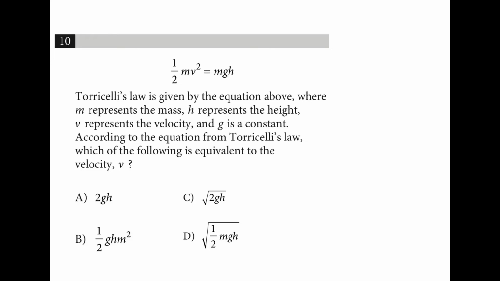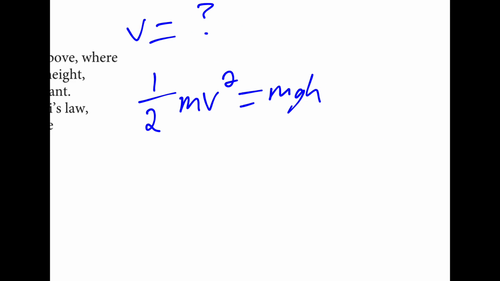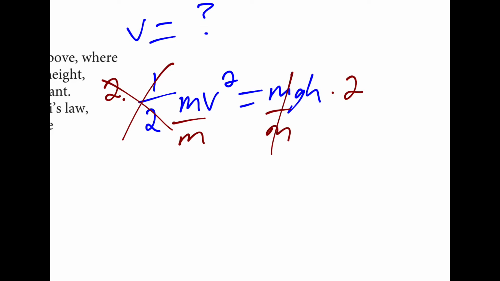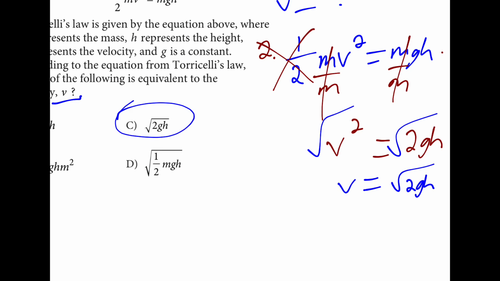Here they want to know which of the following is equivalent to the velocity v. So v is equal to what? So I know I'm going to solve for v, so I'm going to start on the side that has the v. I'm going to double this to get rid of the fraction, and then I will divide both sides by m. Turns out there's 1 on both sides, that cancels out. So if I rewrite this, I have v squared is equal to 2gh. I'm going to take the square root of both sides to cancel out that exponent. v is now equal to the square root of 2gh, which is here, c.